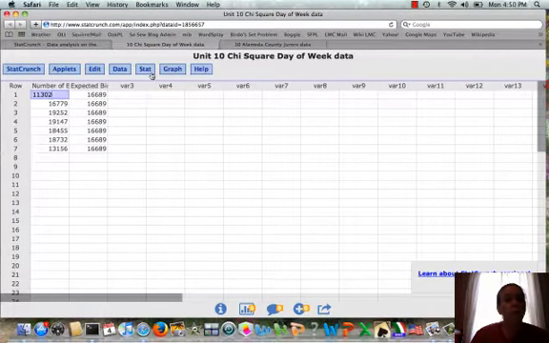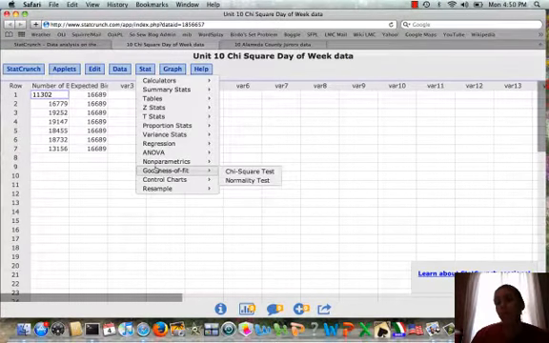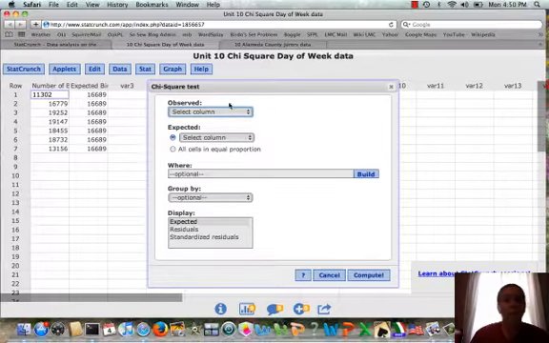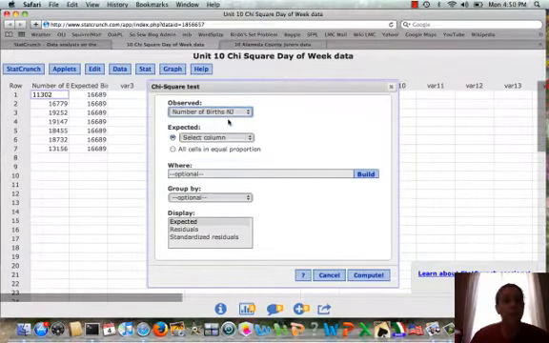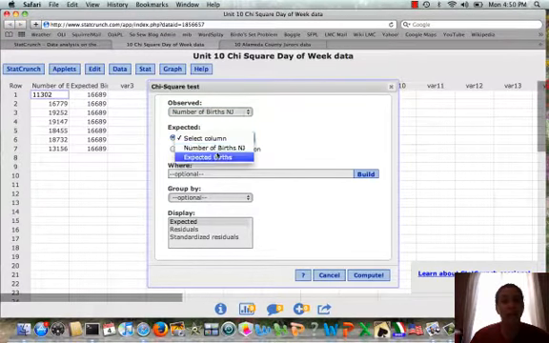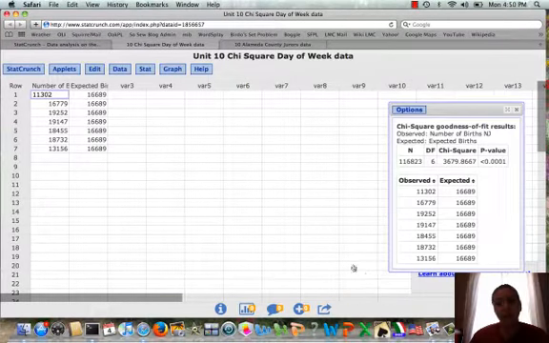And then to do the chi-square test, we go to Stat, and we're going to do the chi-square goodness of fit. So this is under goodness of fit, and we choose the chi-squared test. Then we first select our observed column, that's the number of births in New Jersey, and our expected column is called expected births. You could also check all cells in equal proportion. That would work in this case. And then we'll go ahead and ask this to compute for us.